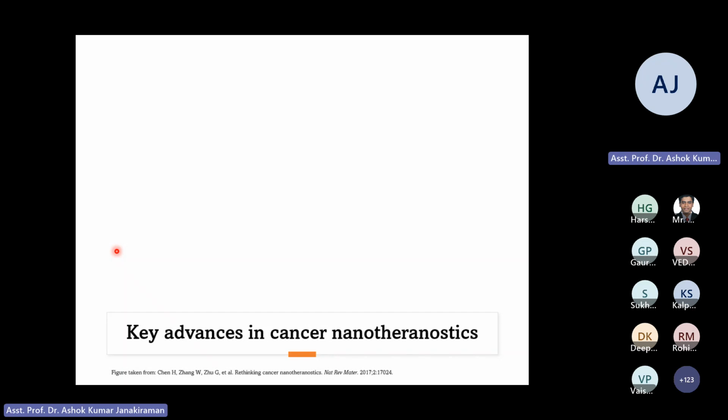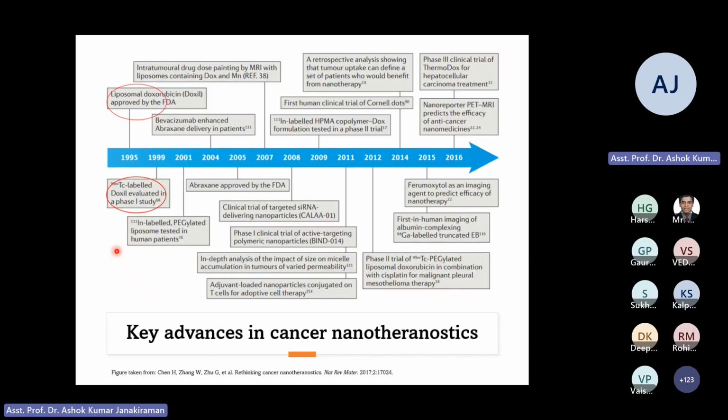Before discussing in an elaborate manner, firstly we will look at the key advances in cancer nanotheranostics. It's actually data from 1995 to 2016. This is the first phase study. The first drug approved by the FDA is doxorubicin for cancer treatment.